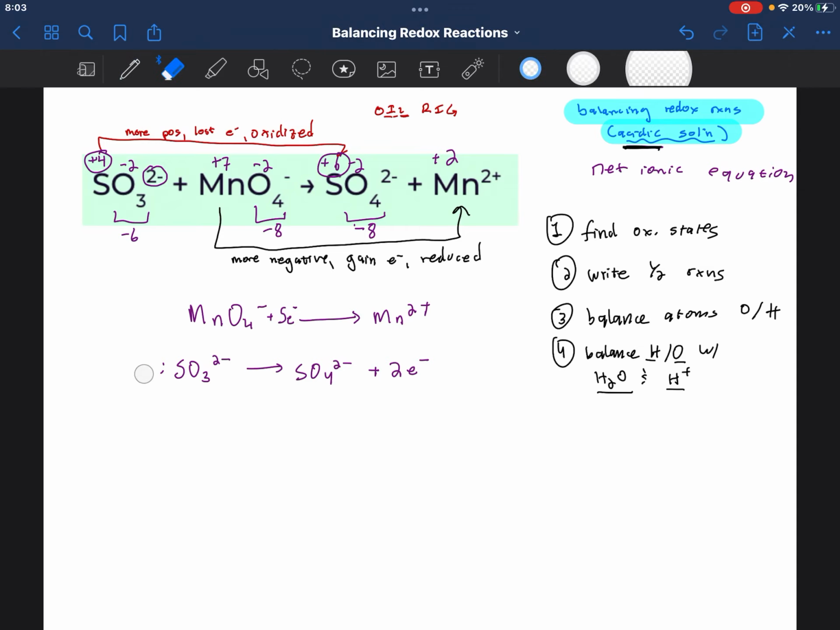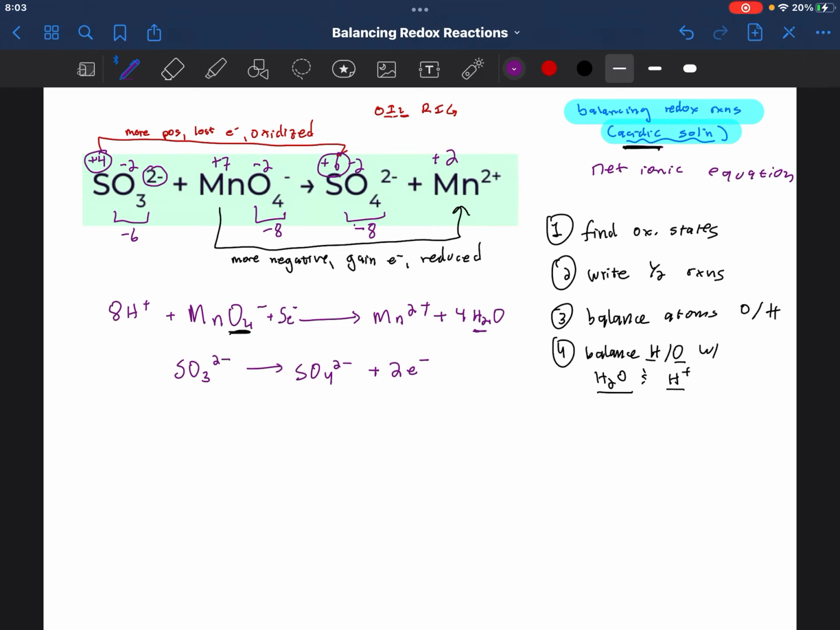I'm going to erase these labels so we have some space to work. Looking at my first half reaction, I see I have 4 oxygens on the left. That means I'm going to need more oxygens on the right. So I'm going to add 4 H2Os so that my oxygens are balanced in my reactants and products in this half reaction. Great. Now I've added some hydrogen. That means I need to balance that as well.